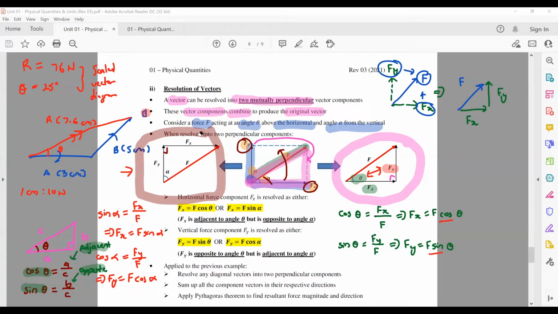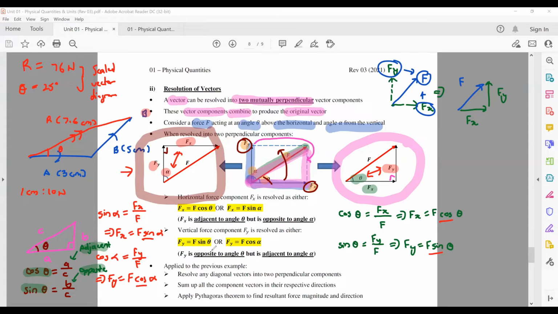You look at, say, now Fx. Fx is opposite to angle alpha. So it will be sine. And then you look at Fy. Fy is adjacent to angle alpha. So it therefore must be cos.